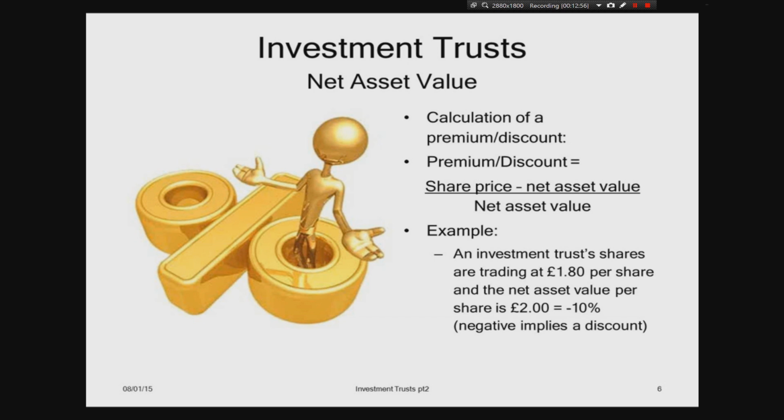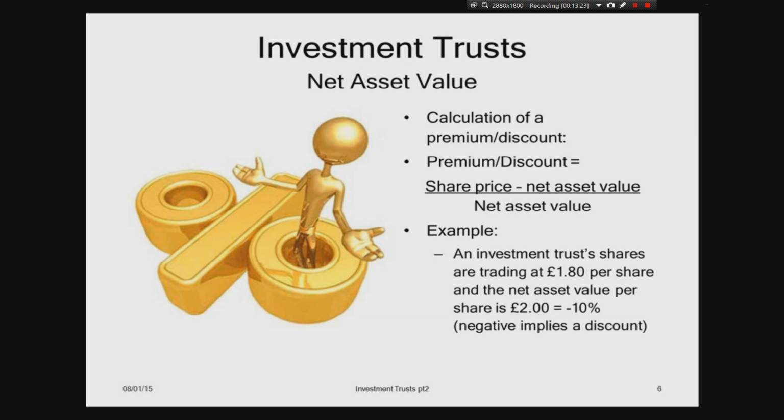And you might want to make a note of this, because I've got an example for you to do on the next slide, I think. So the premium or discount is calculated as the share price minus the net asset value, divided by the net asset value, times 100.